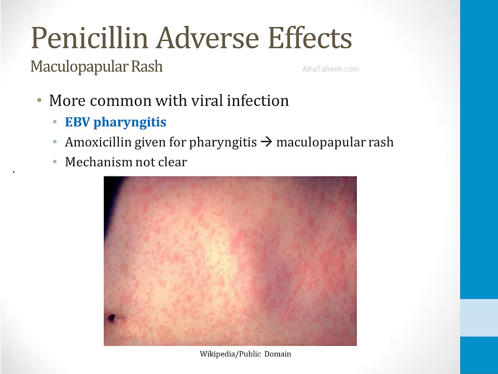For reasons that are poorly understood, the development of a maculopapular rash is more common in patients with a viral infection. The classic scenario where this occurs is in the setting of Epstein-Barr virus pharyngitis. The pharyngitis of this viral infection often looks similar to strep throat, so oftentimes amoxicillin is given to treat the strep throat. This leads to development of a maculopapular rash. The reason that this rash occurs more commonly in the setting of a viral infection is not well understood.